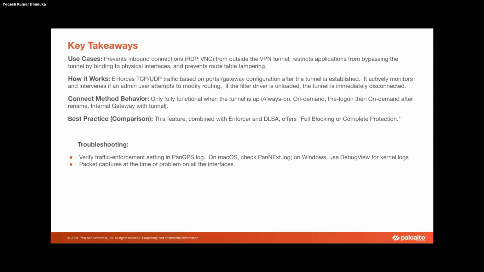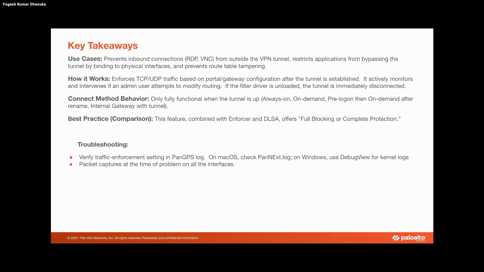In a nutshell, in terms of how it works, most of the organizations would use this to block the TCP and UDP traffic, which is after the tunnel is established. And then if someone tries to modify the routing, then the driver is unloaded and the tunnel is immediately disconnected.